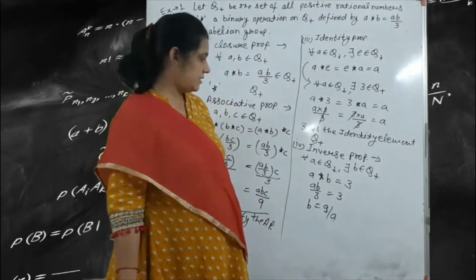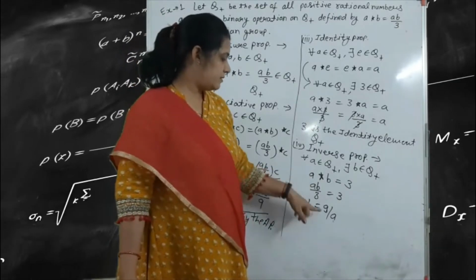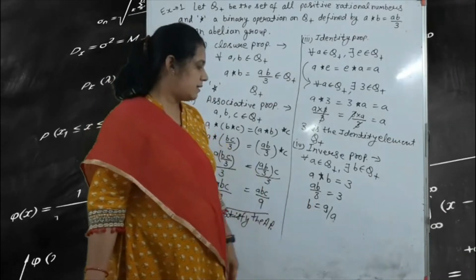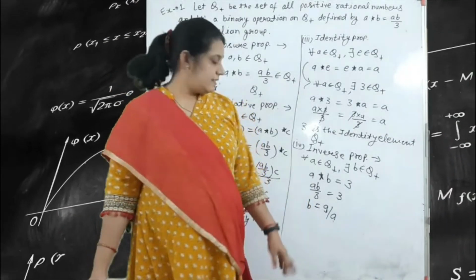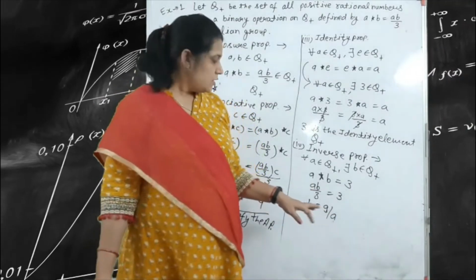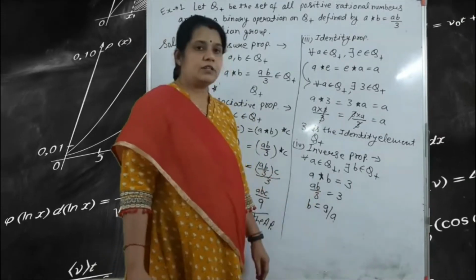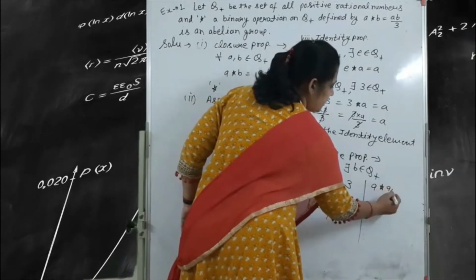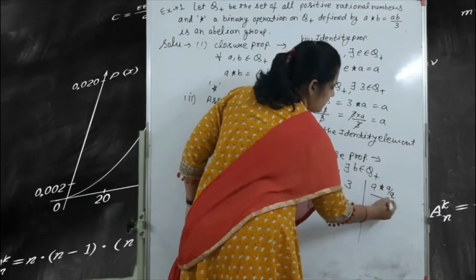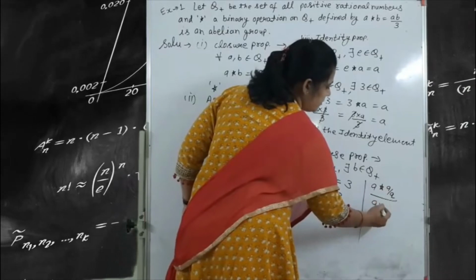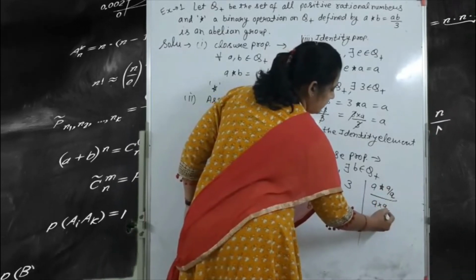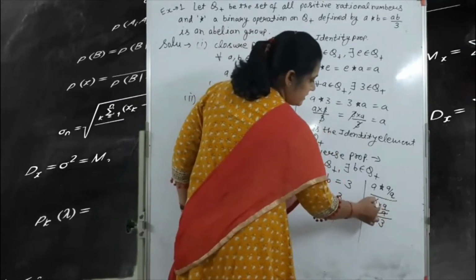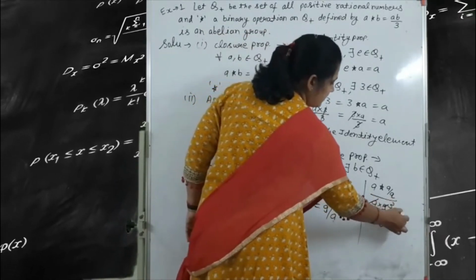That means the inverse of A is equal to 9 upon A. Okay, if you have any confusion, put B is equal to 9 upon A. For example, A star 9 upon A, that means A into 9 upon A divided by 3. Got it? So the A and A cancel, and 3 3s are 9. So we get 3.